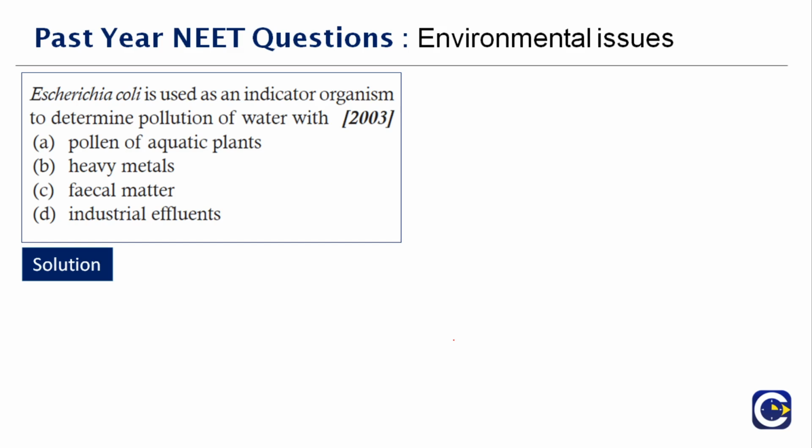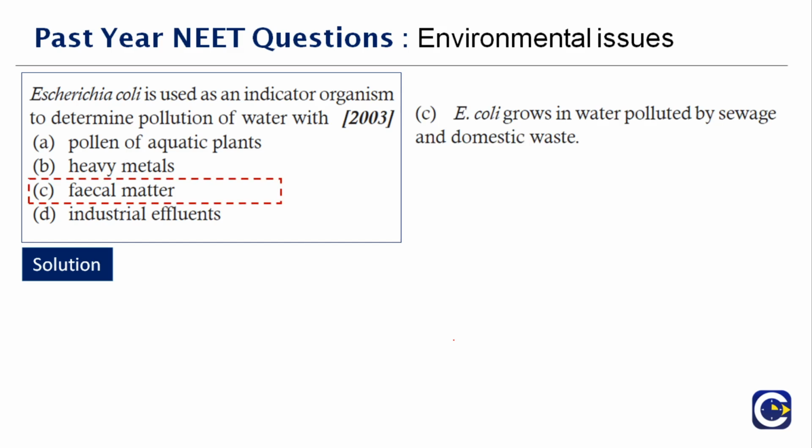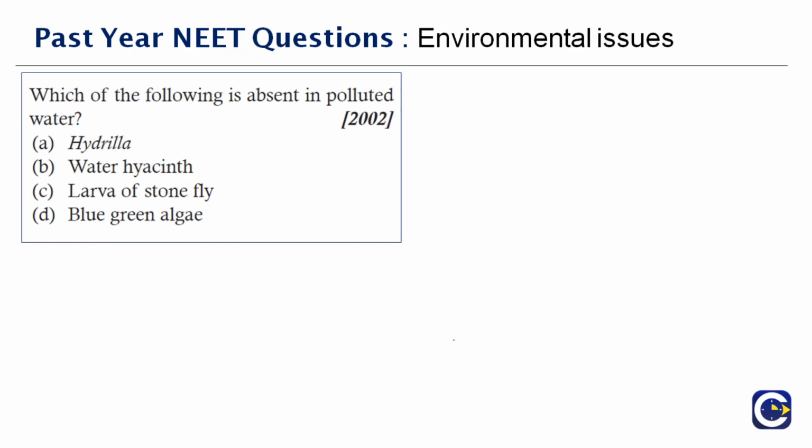Because when domestic waste and sewage waste is liberated into water, one thing, it is liberated from the human intestine. Other than that, the sewage waste, all that, when liberated into the river, gives all chances for this microorganism to survive, to grow, and to multiply there. So the predominant contribution is from the fecal matter. Okay, next question here. Which one of the following is absent in polluted water? So there is one particular organism which grows only in fresh water. Any idea what this is?